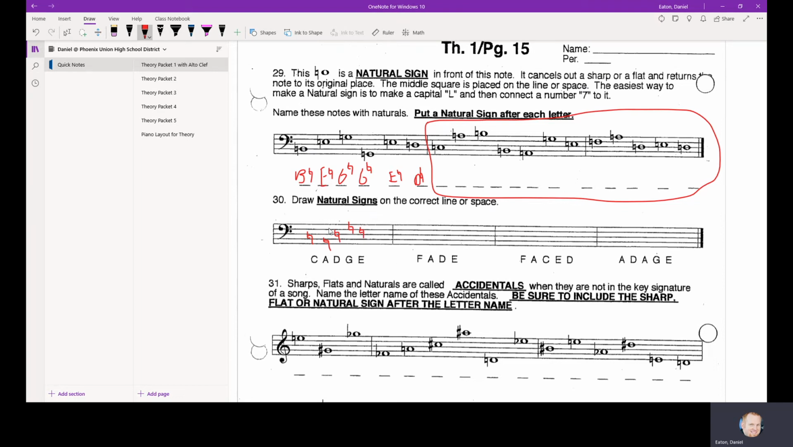Okay, and that's how you do it with just the natural signs. Kind of a review, we don't need to spend a whole lot of time on it. Obviously, you guys need to complete the whole line, but again, that's how you do it to do the rest of those.